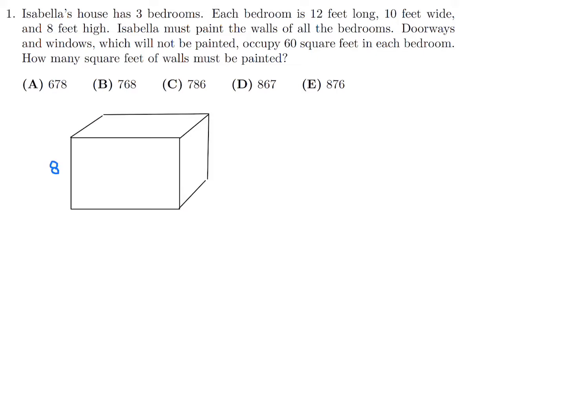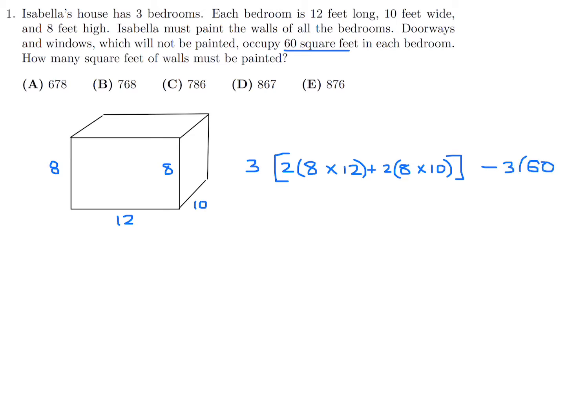Here's a drawing of what I believe the room may look like, and I'll label the dimensions like that. So she wants to paint just the walls, right? So that's going to be 8 times 12, but there's 2 walls of that size. Then 8 times 10, and there's 2 walls of that size. But remember, there's 3 bedrooms, so we have to multiply this by 3. But we have to subtract 60 feet that does not have to be painted in each of the 3 bedrooms.